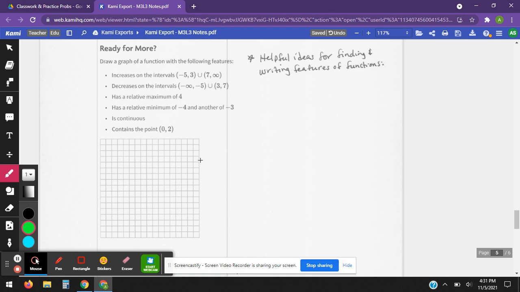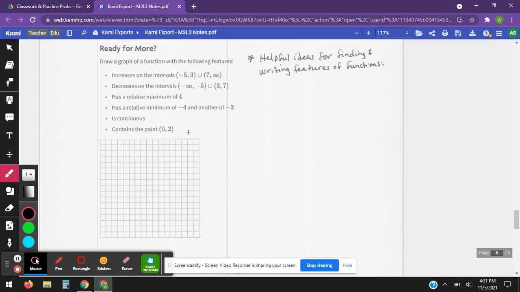I do want to do my ready for more right now because I think this is important to be able to kind of undo what we're doing. So I want to draw a graph of a function with the following features. I need 2 increasing intervals, 2 decreasing intervals, a relative maximum of 4, a relative minimum of -4, and another of -3. And it's continuous and has the point (0, 2).